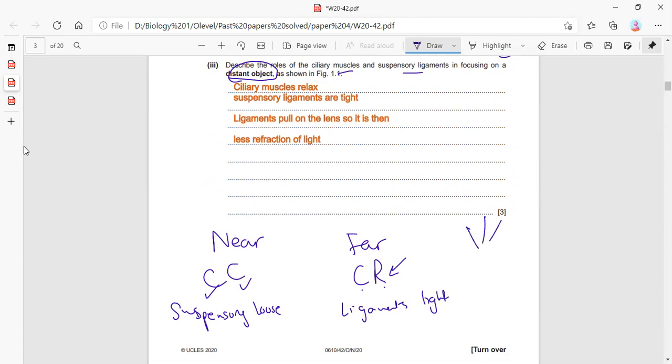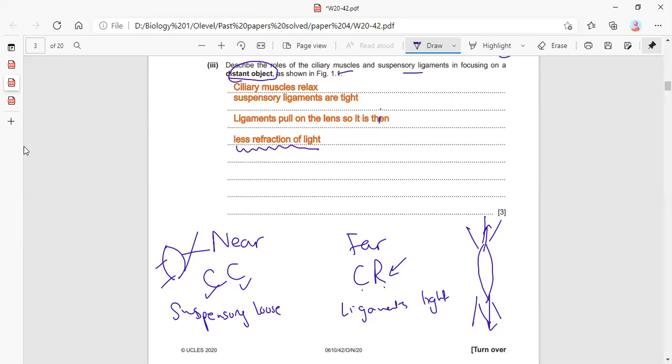طالما الليجمنتس تايت شده من هنا وشده من هنا، they will pull on the lens. They will pull the lens this side and this side. فاللنس هتبقى thin and long. Long and thin اهي. And it will refract the light less. يبقى the ligaments pull on the lens so it is thin. يبقى عندي ايه؟ less refraction of light. لما اللنس بتبقى thick هنا بيحصل عندي more bending أو more refraction of light.